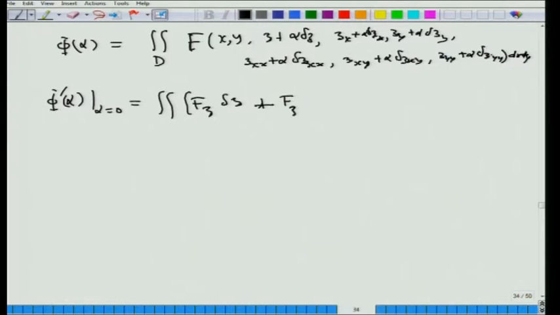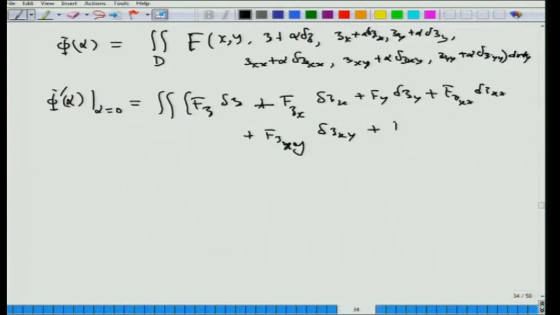So this phi prime alpha at alpha equal to 0 will give us this f z delta z plus f z x delta z x plus f z y delta z y plus f z x x delta z x x plus f z x y delta z x y plus f z y y delta z y y, dx dy. Now, these first order derivatives will be shifted in the same manner as we have done earlier, and these x x derivative, x y derivative and y y derivative of z will be shifted onto f and will give us this.